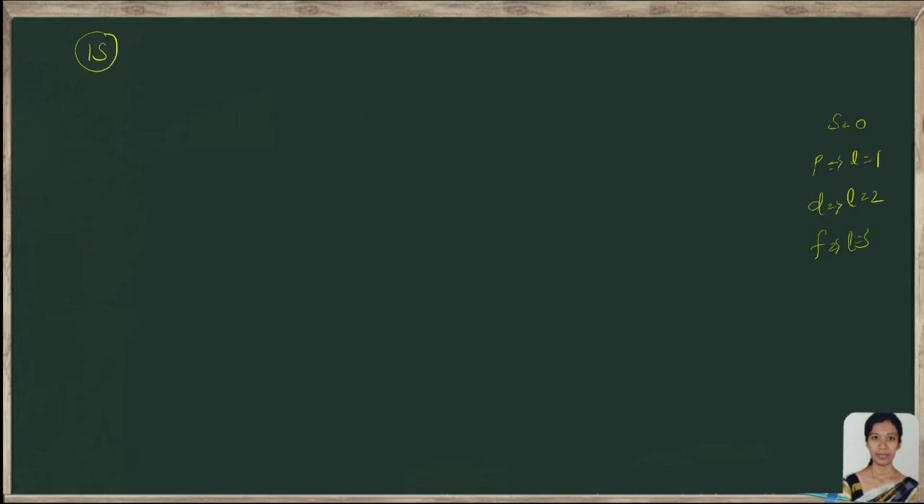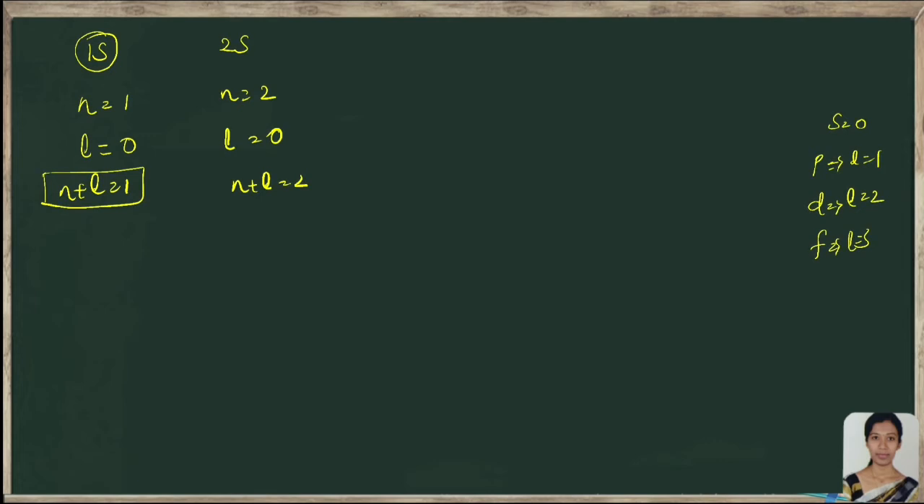For the 1s orbital, the n value, as I said before, will be equal to 1. For s orbital, the l value will be equal to 0. So the n plus l value will be equal to 1. So just make a note. Next, we'll go to the 2s orbital. The n value will be equal to 2. For s orbital, the l value is equal to 0. The n plus l value will be equal to 2.